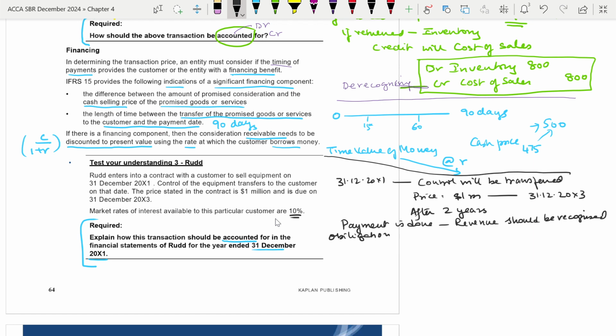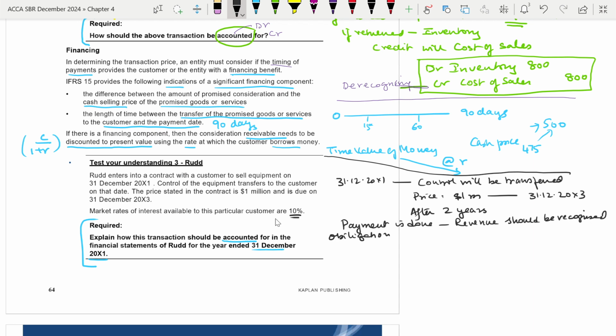What are the steps? The first step is the contract between two people. Yes, there is a contract between two people. The second step is there is an obligation that we are going to pay after 2 years. Is it probable that it will be done? The third is that there is a price. Fine. Now, after 2 years, the market rate available to the particular customer is 10%. Now, what do you have to calculate?